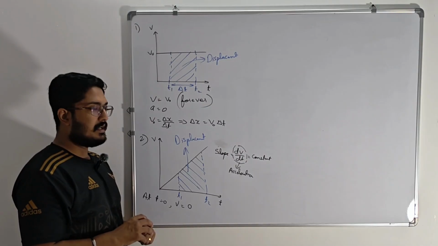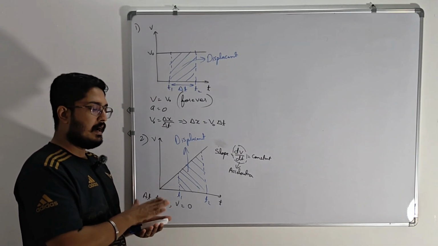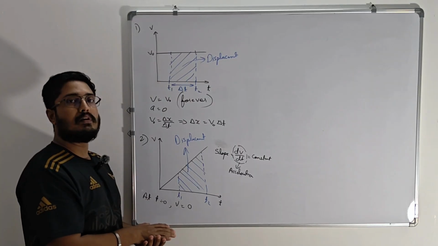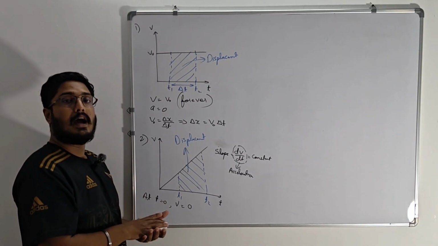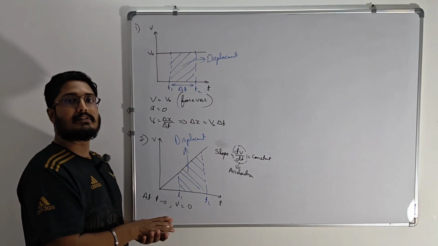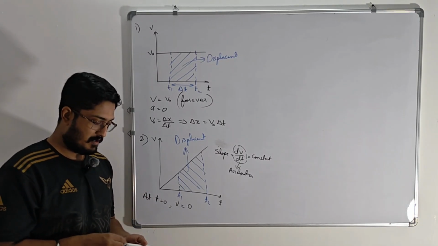So the point that we have to understand here, the conclusion, is that the area under the graph in a VT graph always represents displacement, and the slope of the graph always represents acceleration. The simple thing only I'm interested in making you understand.